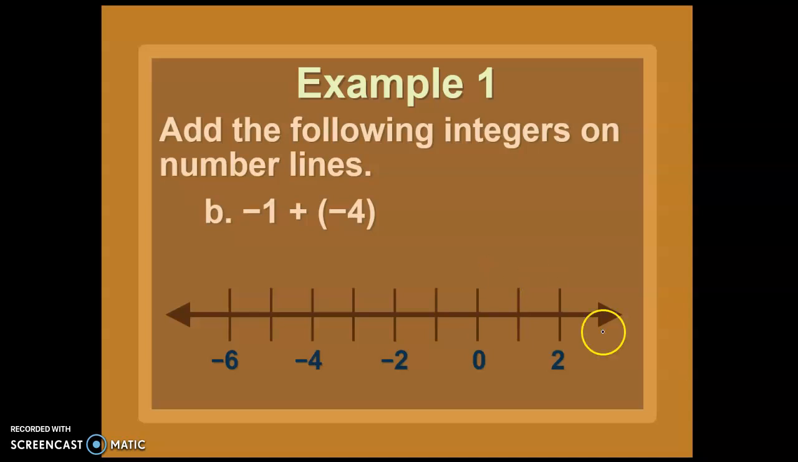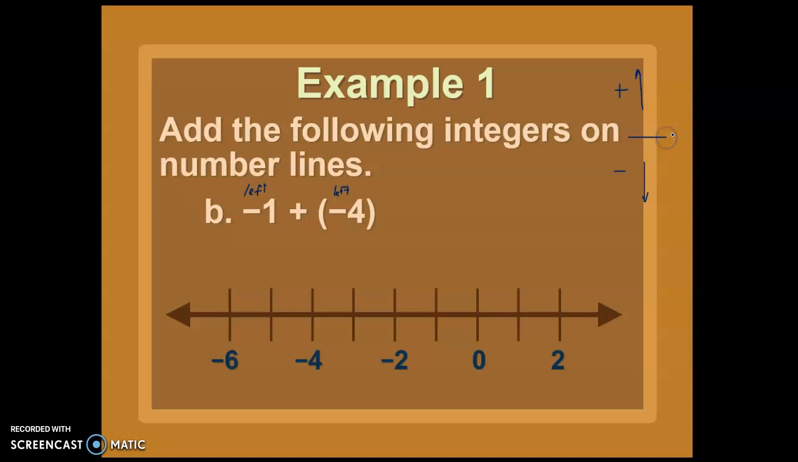This time we have -1 and -4. We're going to combine -1 and -4. Well, if a positive sign means go to the right, what do you think a negative sign means? Hopefully you said left. This means that we are going to go left 1 and left 4 more. If you were on a vertical number line, if you remember that a positive sign meant we were going up on the vertical number line, what do you think a negative sign means? Hopefully you said the negative sign means down.